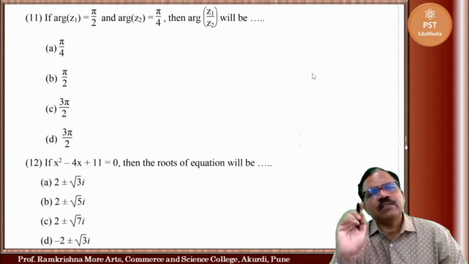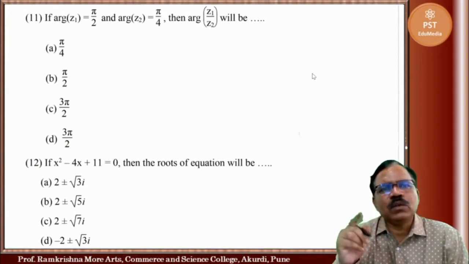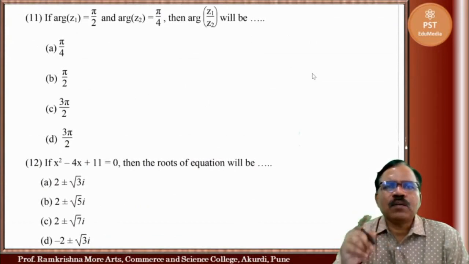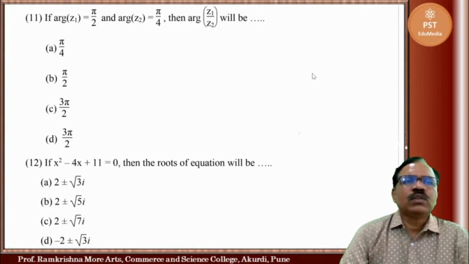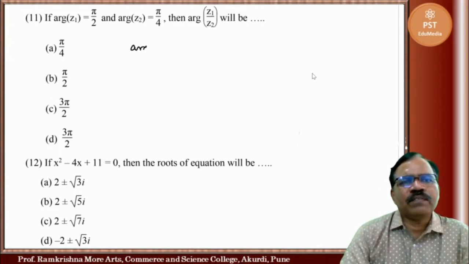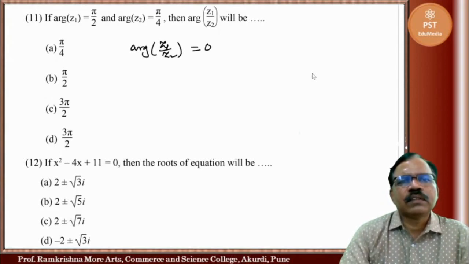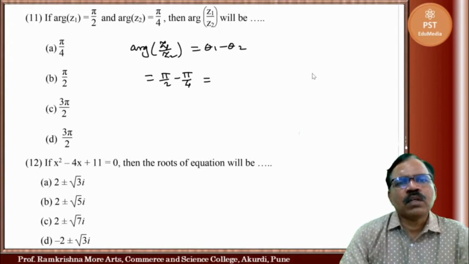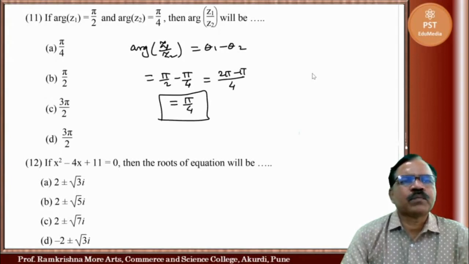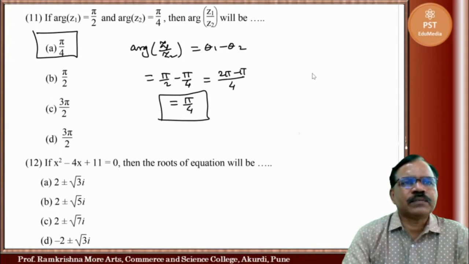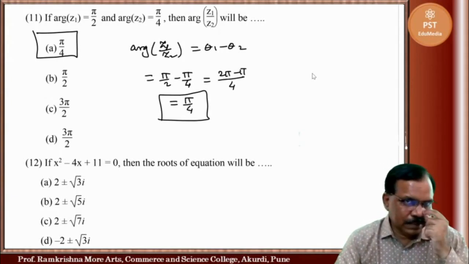Now we will go to next one. If argument of z1 is pi by 2 and argument of z2 is pi by 4, then argument of z1 upon z2 will be. So argument of z1 upon z2 is theta 1 minus theta 2. So theta 1 is pi by 2 minus pi by 4. So we will get pi by 4. So here it is, first one is correct.